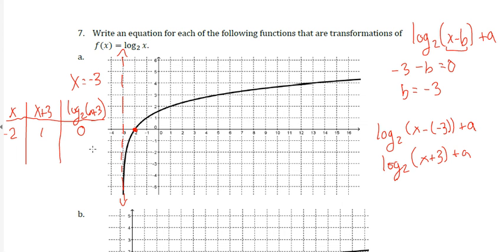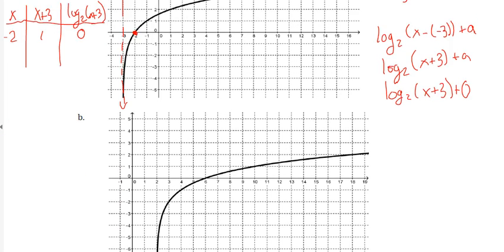is 0. Now, something else that I know, really what I'm asking here is log base 2. I know that that's what it's supposed to be. So there is actually no vertical shift at all. My actual equation here looks like that. All right, the next one I know that there's a shift, so this is going to help us out a little bit.